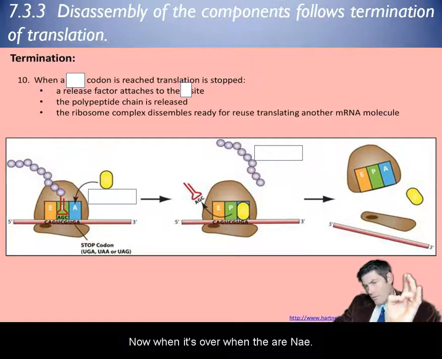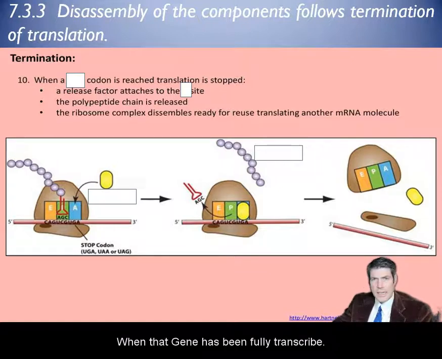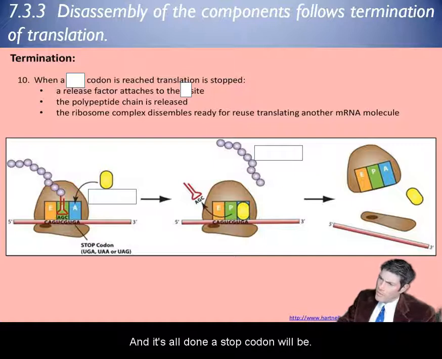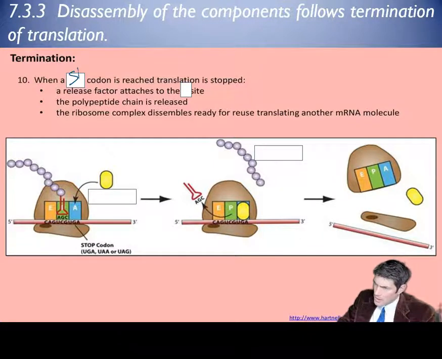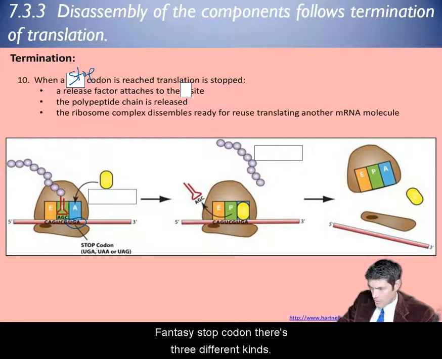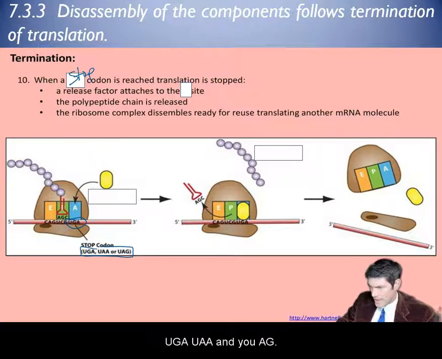Now when that gene has been fully transcribed and it's all done, a stop codon will be arrived at. So it'll keep cruising, boom, then it sees a stop codon. There's 3 different kinds: UGA, UAA, and UAG.